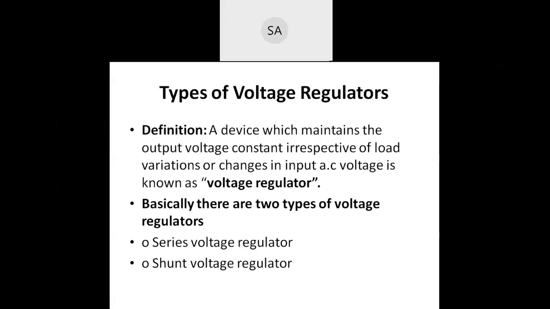There are two types of voltage regulators. Before going to that, let us look at the definition of a voltage regulator. A device which maintains the output voltage constant irrespective of load variations or changes in the input AC voltage is known as a voltage regulator. Even if there are load variations or variation in the AC mains supply, the output voltage should not vary. It should remain constant. Then only can we call it a voltage regulator.